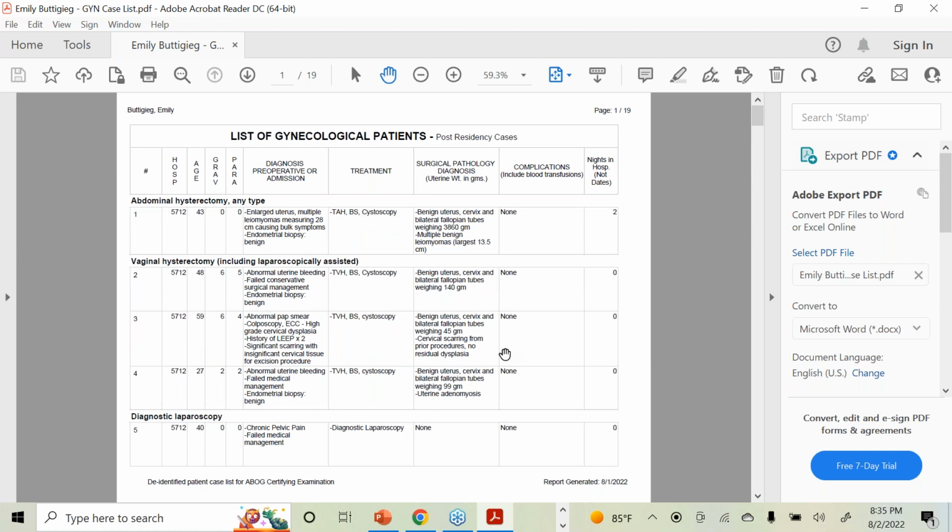Yeah, so in my practice, I practice in an academic setting, and so as a group, we all do cystoscopies routinely on all of our hysterectomies.